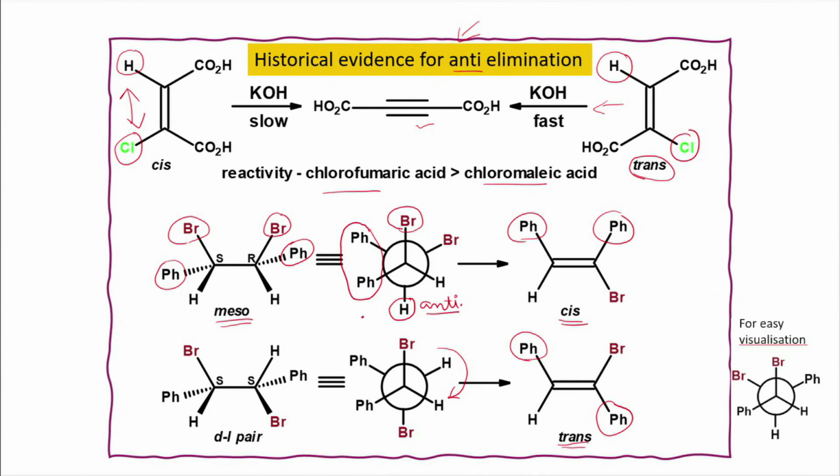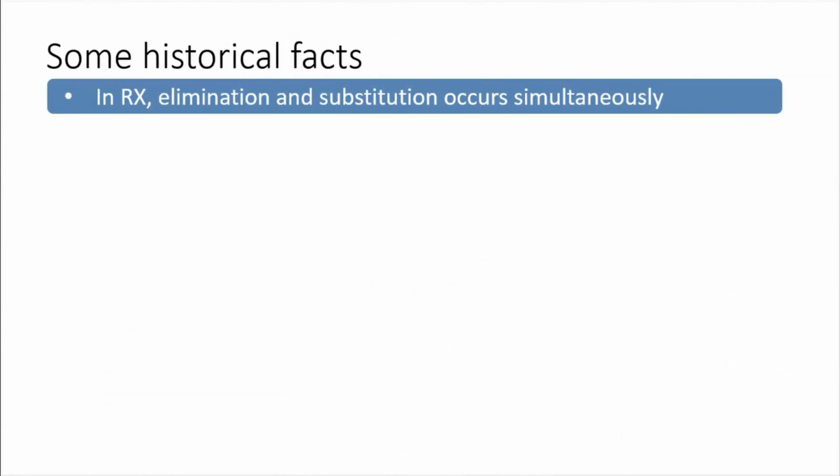So, this is also another historical evidence which shows that this E2 elimination actually proceeds via anti-periplanarity, which is the stereochemistry for this particular elimination. Let us look at some historical fact. Basically, when people studied the elimination reaction, elimination and substitution both were occurring simultaneously.